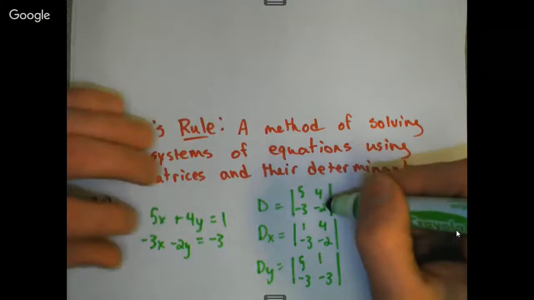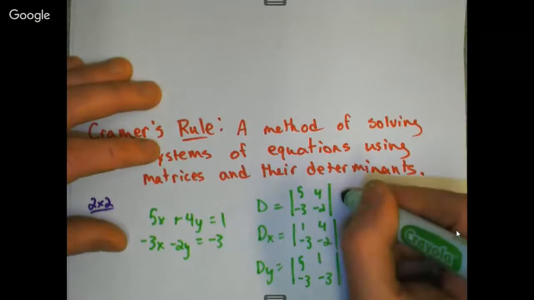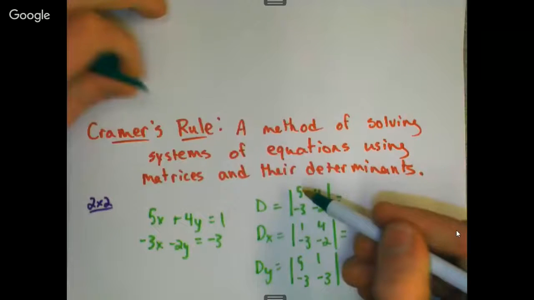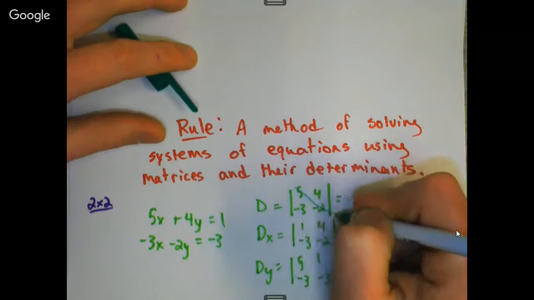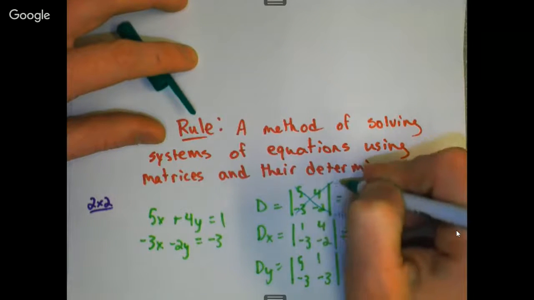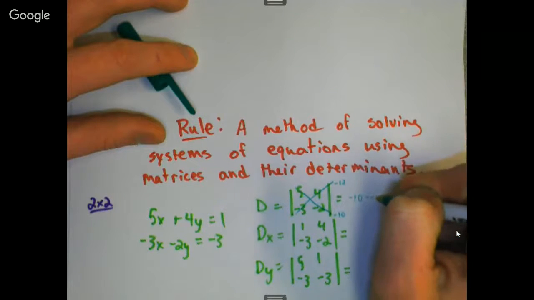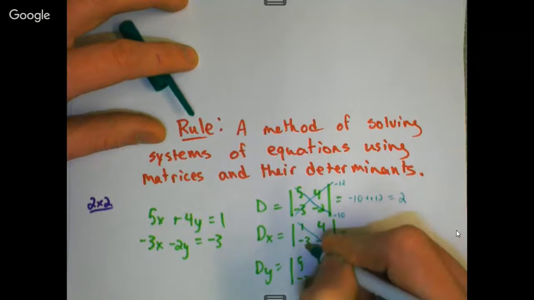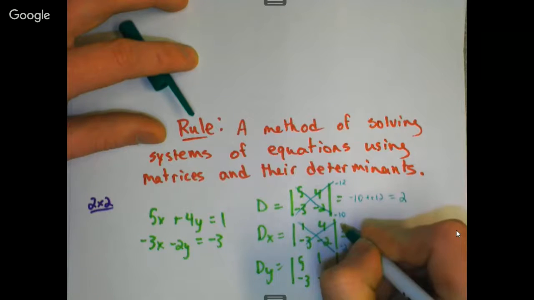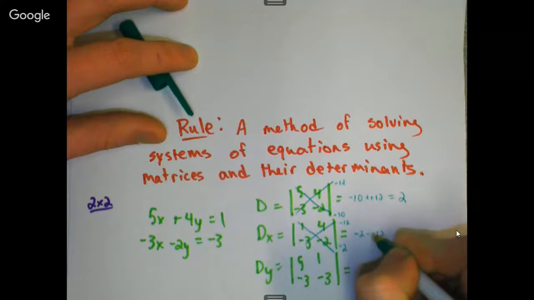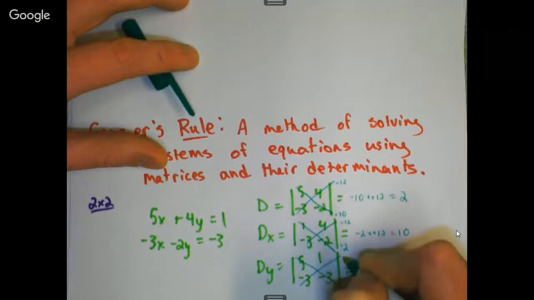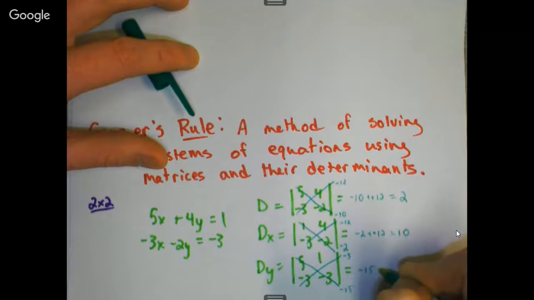Okay, so we'll find the determinant of each one of these. Remember, the determinant is just a single number. We find that by multiplying across, bottom minus top. So I get negative 10, negative 12. So it's negative 10 minus negative 12, which is 2. I get negative 2, and I get negative 12. So that's negative 2 minus negative 12, which is 10. Negative 15, negative 3, negative 15 minus negative 3, negative 12.